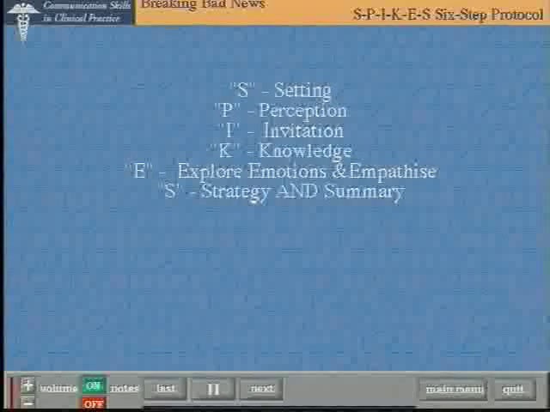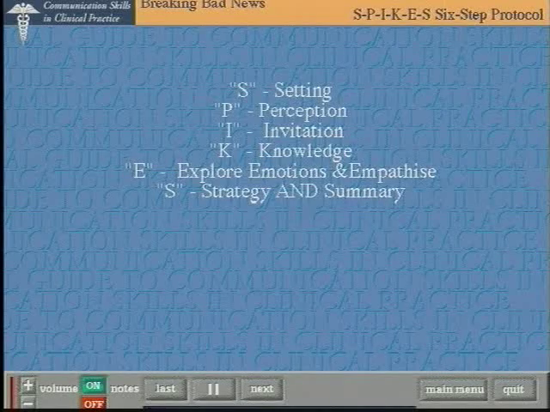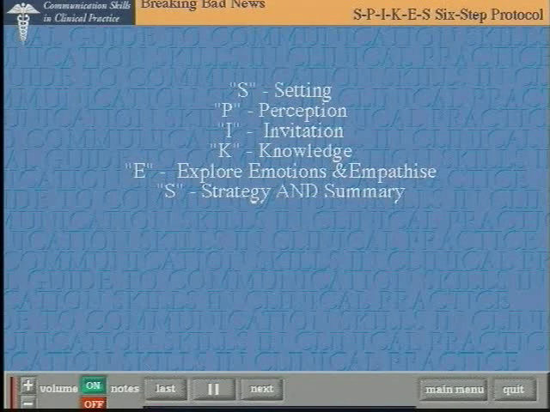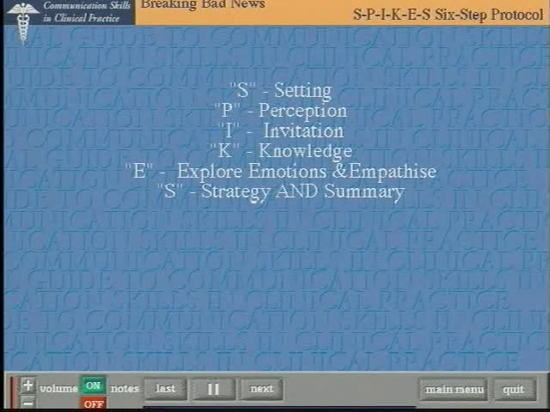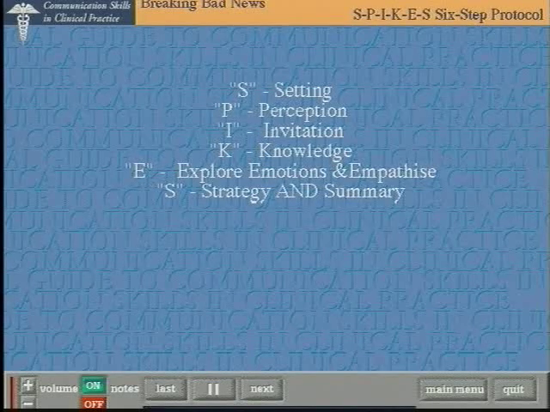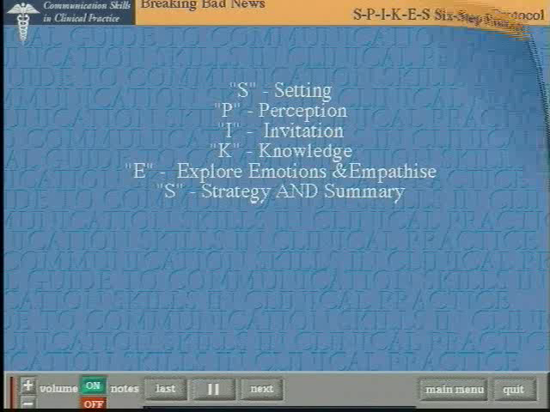What we're going to do now is very quickly go over each of those 6 steps in the SPIKES and show you how this approach is actually a variation on the standard approach to the medical interview, the CLASS. Then we're going to go on to see some examples.